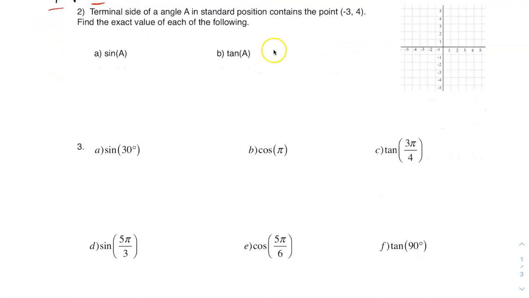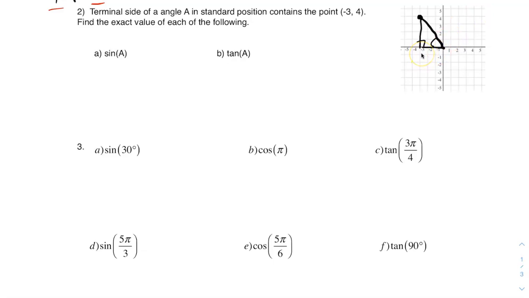The next one here: the terminal side of angle A in standard position contains the point (-3, 4). Find the exact value of these two. So here's question 20, it has A and B. So we want to draw the point (-3, 4). So -3 and 4 would be right here-ish. Then we want to make a triangle out of that. So you go straight to the origin, straight to the x-axis. There's my little triangle.